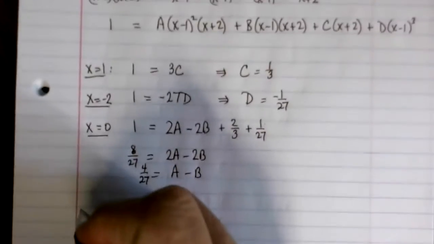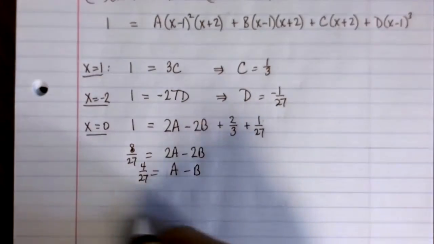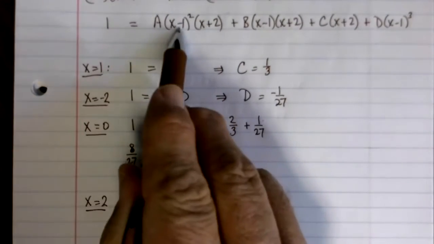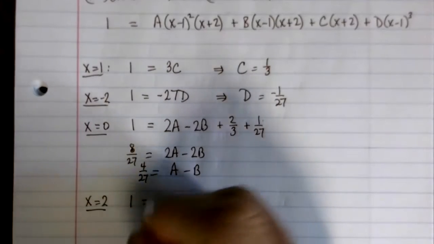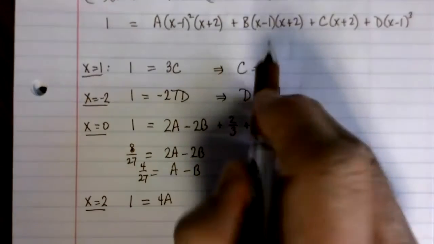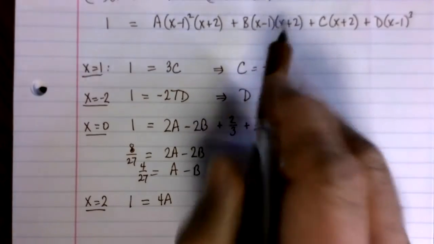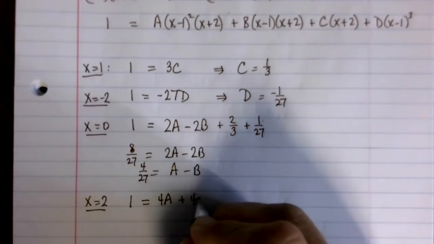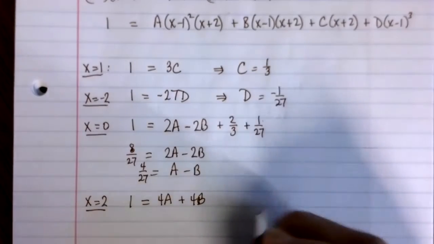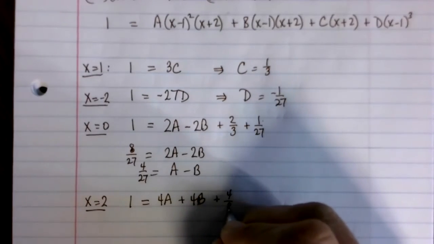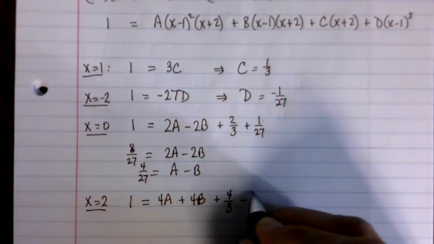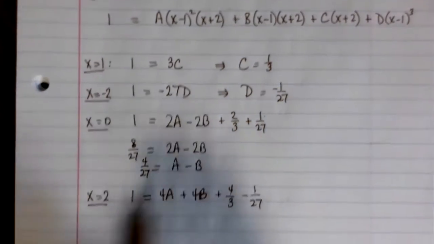Equation number 2, I will take again this line here and I'll plug in something else. So let me plug in 2. If I plug in 2, I get 1 is equal to 1 times 4, so 4A. Plug in 2, I get 1 times 4, 4B. Plug in 2, I get 4 times C. I know C is a third, so plus 4/3. Then plug in 2, I get 1 times D, so -1 over 27.